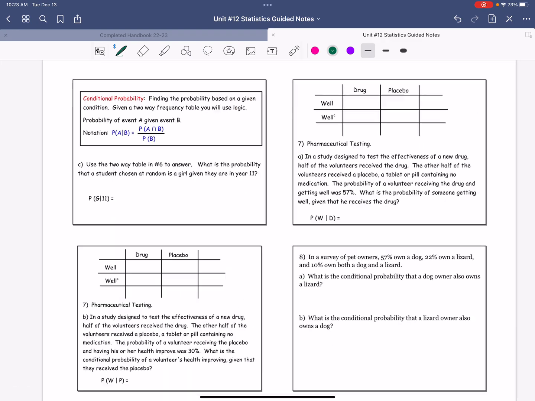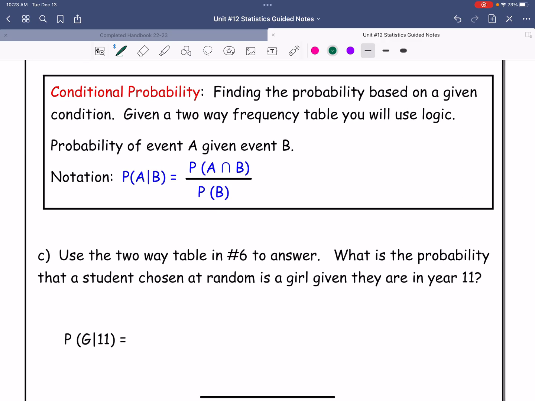Okay, conditional probabilities. Finding the probability is based on a given condition. Given a two-way frequency table, you will use logic, and just like we did before, we were able to use logic. If you are not given a two-way frequency table, then you're going to need to use this formula. And it looks like this: the and divided by what's given.